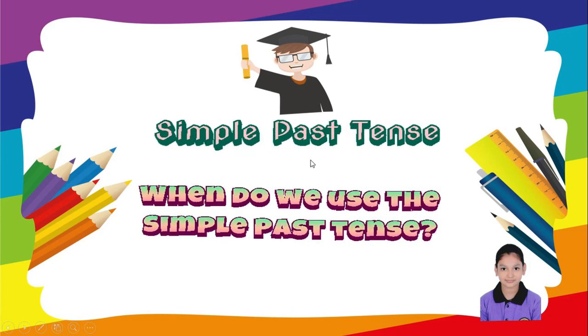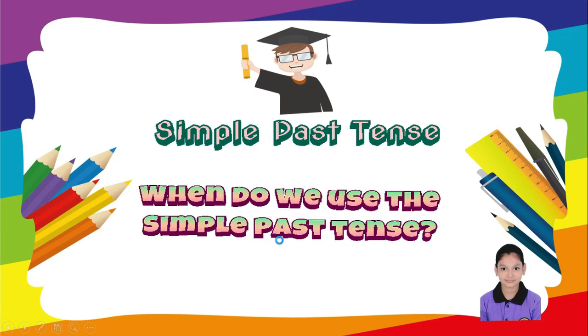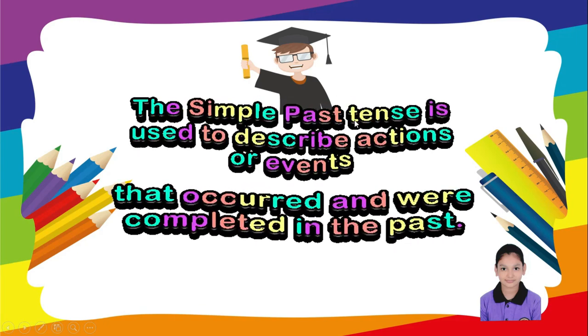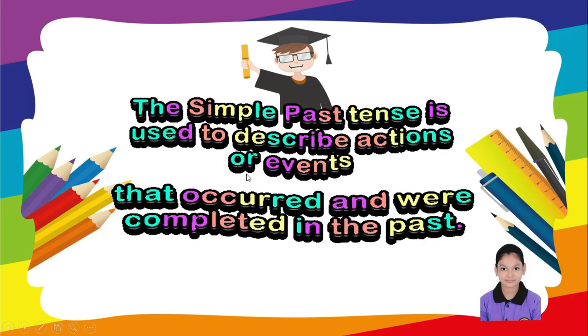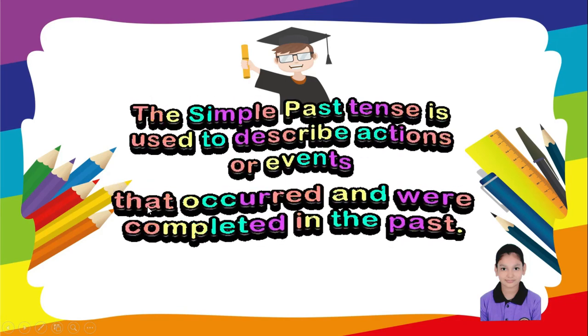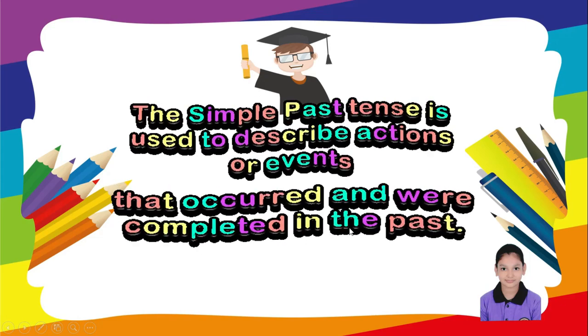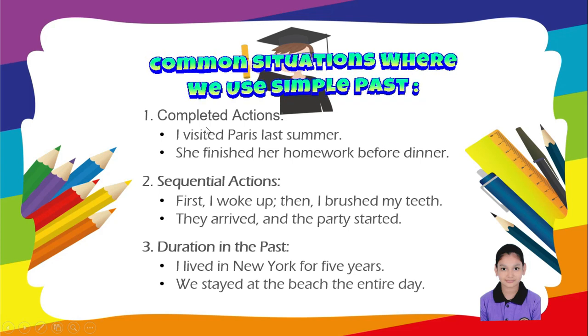Simple past tense. When do we use the simple past tense? The simple past tense is used to describe actions or events that occurred and were completed in the past. Common situations where we use simple past.